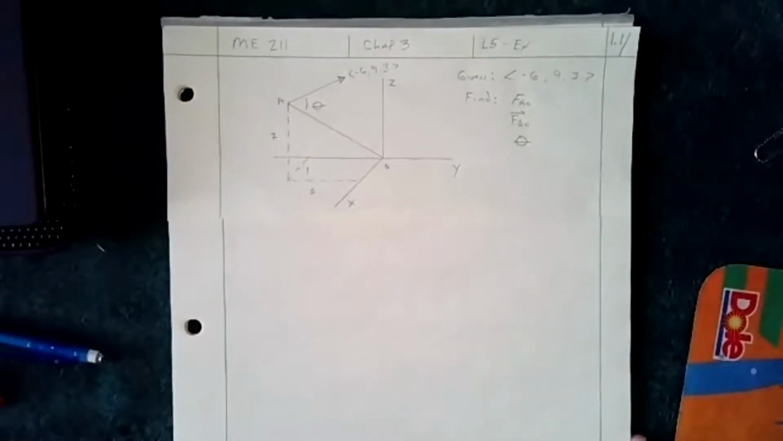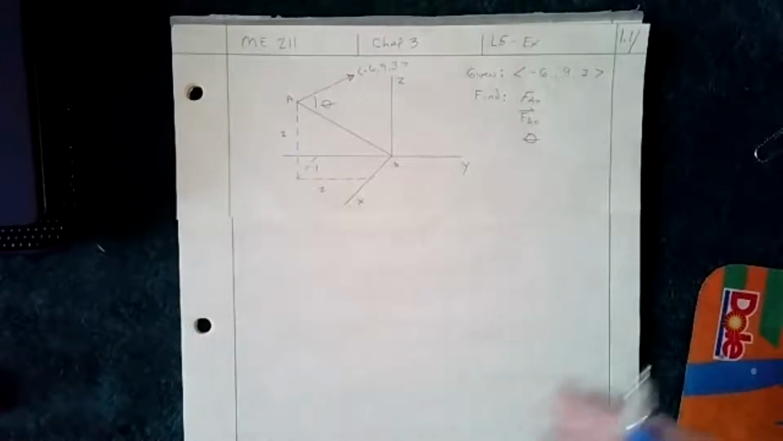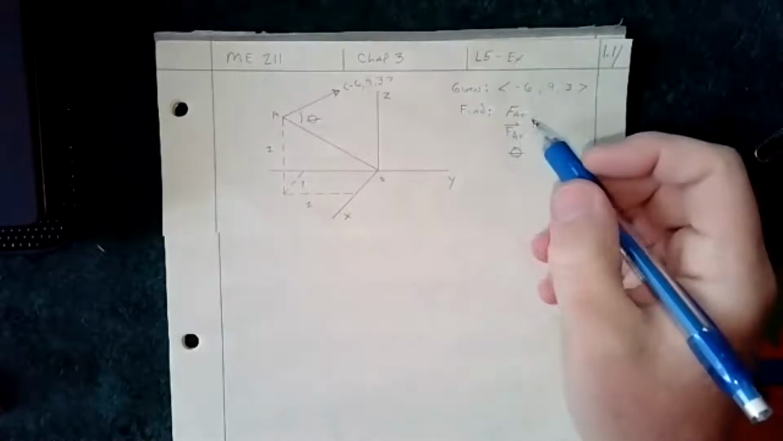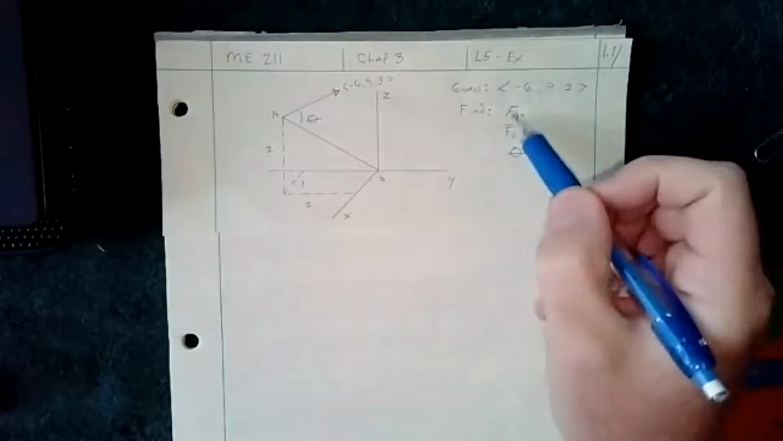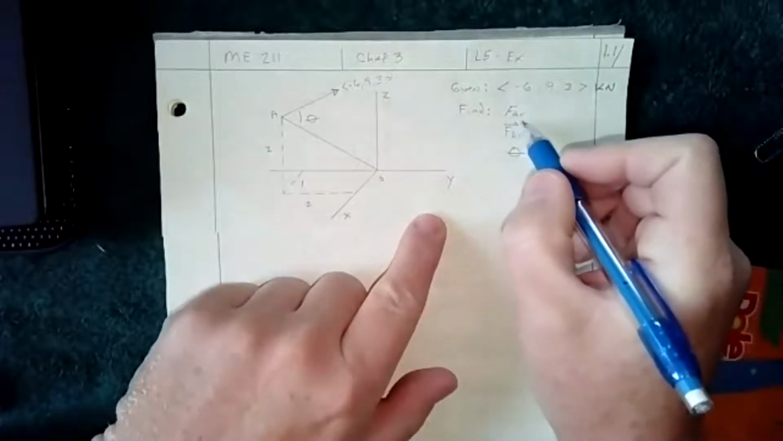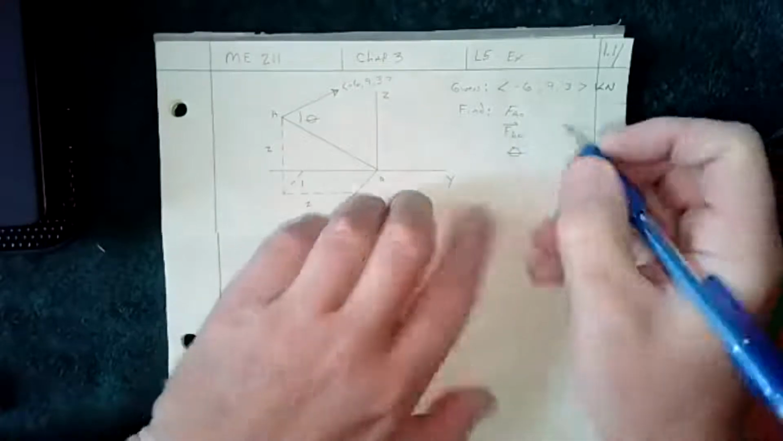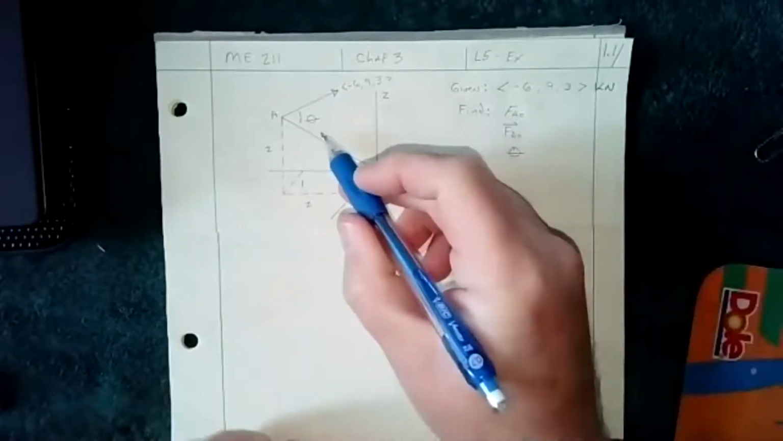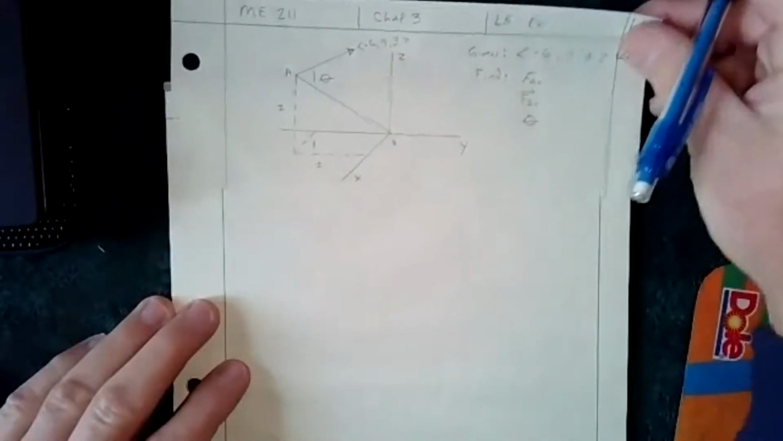Here's our problem, and if you need to, you can rewind and look at the picture again. I've sketched out the schematic of it, and you can see here is the force -6, 9, 3, in kilonewtons. Then we're trying to find the scalar force FAO, the vector FAO, and that angle theta. We'll cut this off so we can move along.